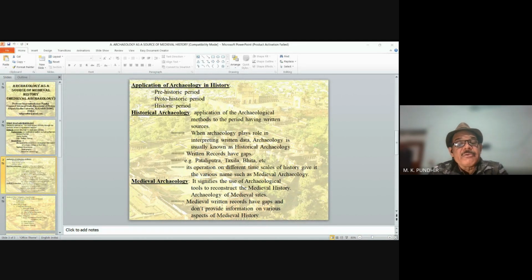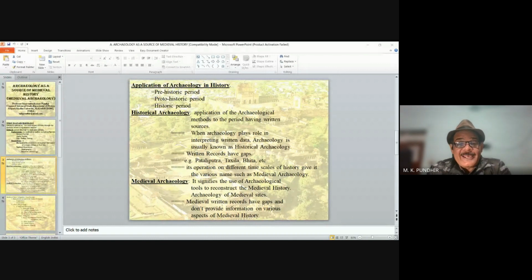The same happened with Bhita. Bhita is a modern town, and we know only that Bhita was a trading town under the Mauryans. But what the habitational pattern of the mercantile communities at Bhita was, we don't know. Here again, we took the help of archaeology, and these archaeological tools gave a full-fledged picture of Bhita. And one thing here you keep in your mind: written sources have gaps, of course, and these gaps can be filled with the help of archaeology.